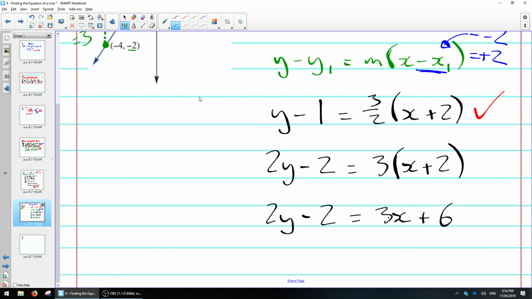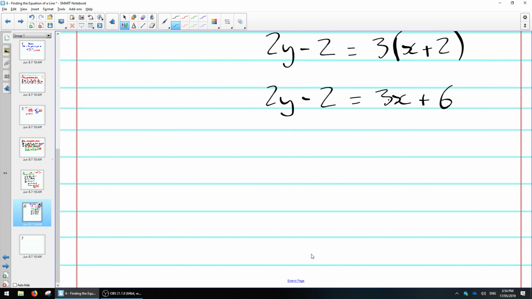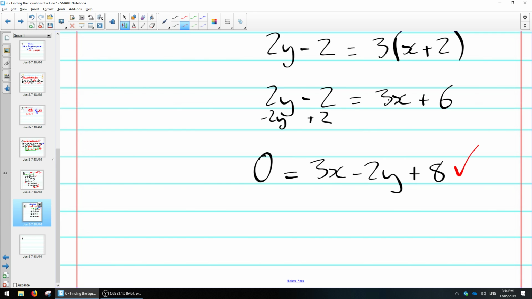We could go one step further and move everything across the other side to make it in general form. So let's minus the 2y and let's plus the 2. So we have 0 equals 3x minus 2y plus 8. And now that will probably be like a perfect answer that you can get there, because that's now in general form. Again, you don't really need to do that last little bit until you're in year 11 and year 12. But I just wanted to might as well show it for the people that can go a bit further. So those are just 2 examples.